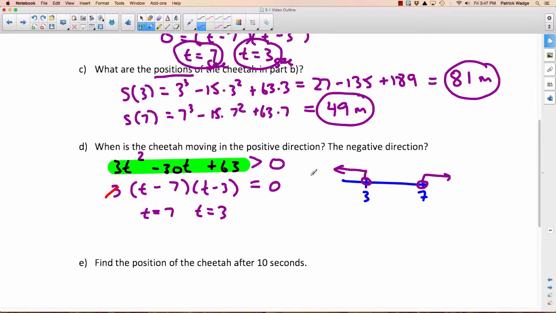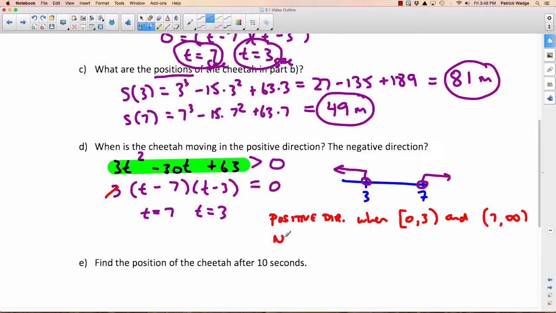So here are our answers. These are when it's in the positive direction. Let's put down positive direction. Positive direction when t is less than 3, but you shouldn't just say less than 3, because what's the smallest it can be? 0. It has to be at least 0, right? So I would say positive direction when it's, I'm going to do it this way, from 0 to 3, not including 3, and from 7, not including 7, onwards.